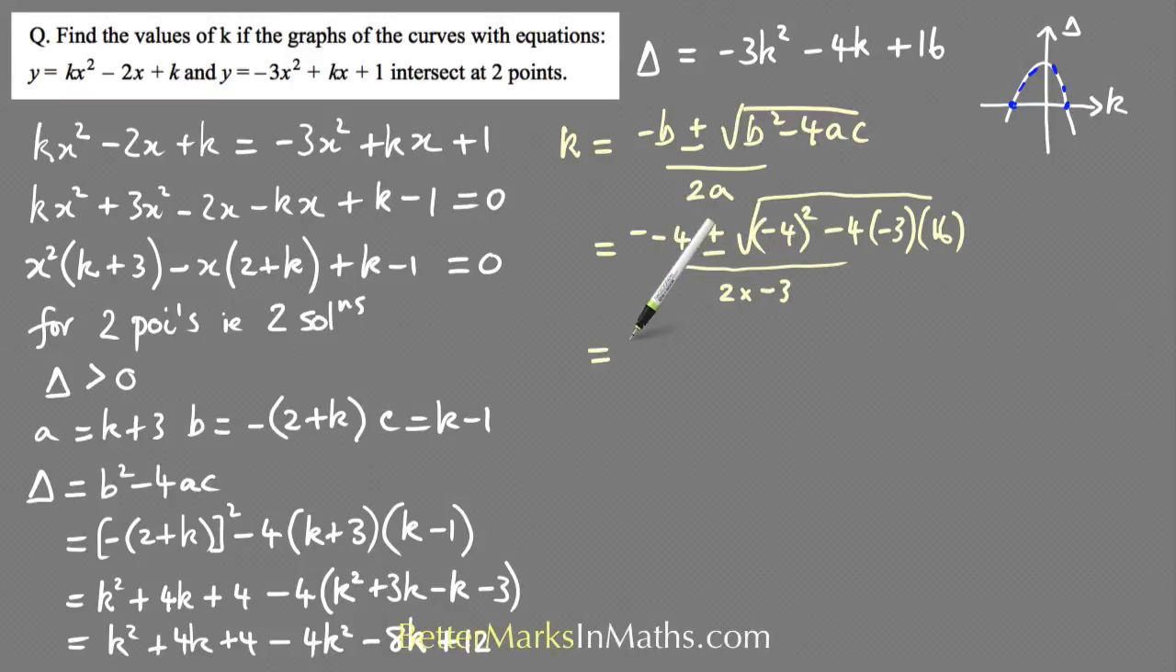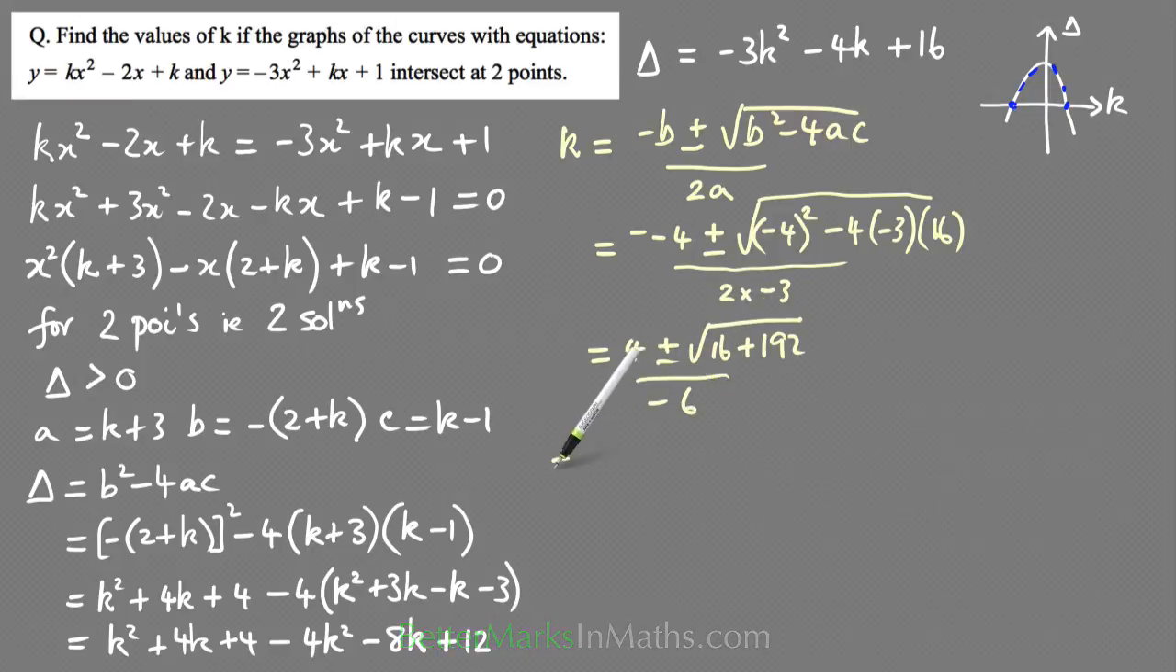So this is positive 4 plus or minus the square root of 16, and then that's positive, and then 4 times 16 is 64, 3 times 64 is 192, and then plus 192, and that's all over minus 6. So then that equals 4 plus or minus the square root of 208 all over minus 6.